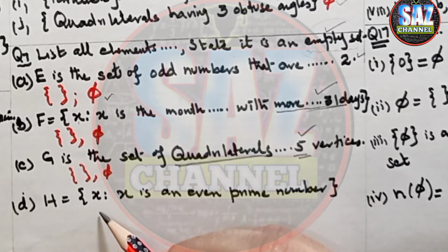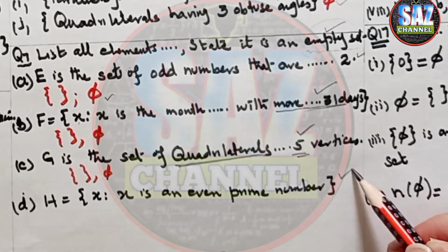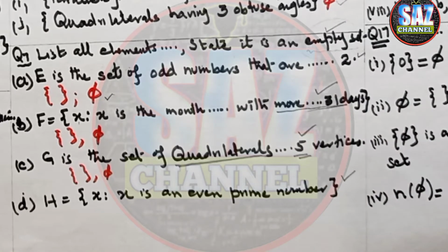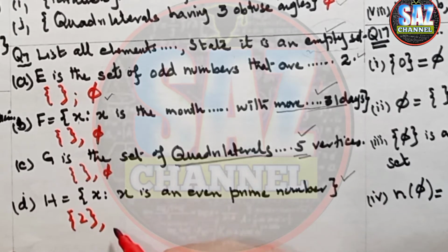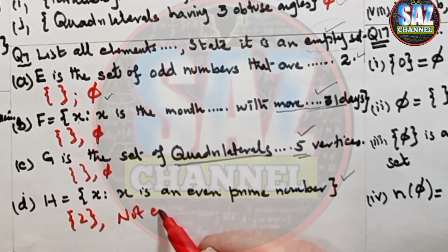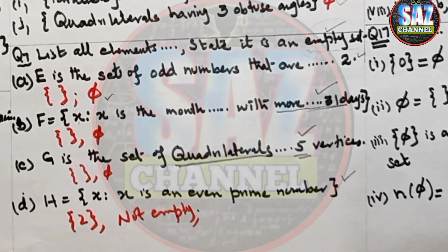And then coming to H, next part, set H. The description of set H is X such that X is an even prime number. Yes, we have the number which is even as well as prime, that is 2. So it's not an empty set, not empty. And recall, what is the name of the set that is having one element only? This is the singleton set.